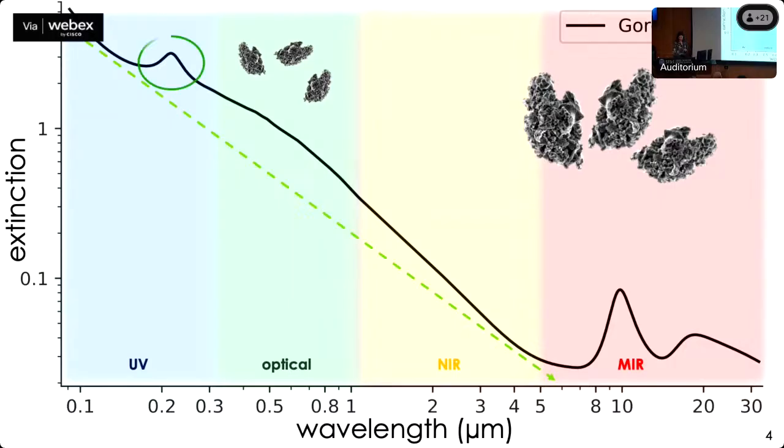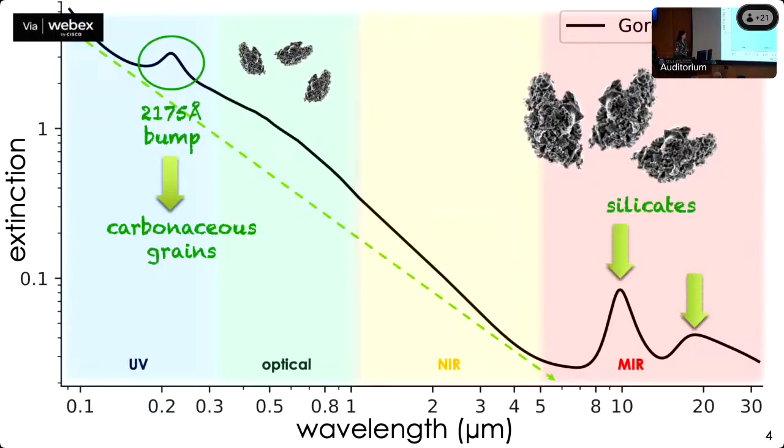On top of that, we can also observe features in the extinction curve, such as this very strong feature at 2175 angstrom. Features like these are interesting because we can compare them with laboratory measurements to reveal the composition of the dust grains. For example, we know that the UV bump is caused by some type of carbonaceous grains, and the 10 and 20 micron features are caused by silicates.